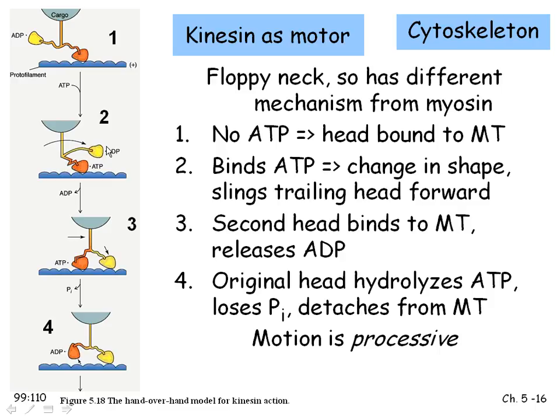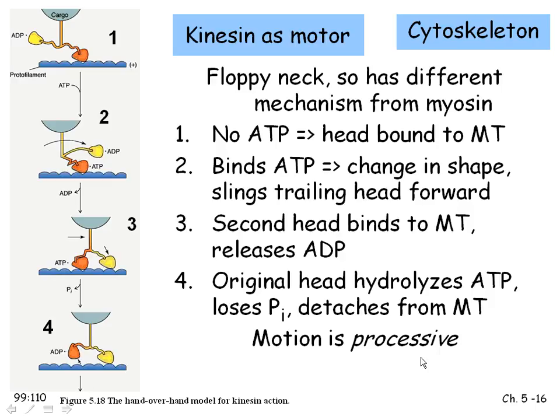And when the head that was behind and had an ATP bound to it binds to the microtubule, it will release the ADP. And now the trailing one still has an ATP on it. The leading one is empty. When the trailing one hydrolyzes its ATP into inorganic phosphate, it can now lift up off the microtubule and be ready to go. So one of the interesting things here is that there's always one foot on the microtubule. It never lets go completely. And so we call the motion of kinesin processive.